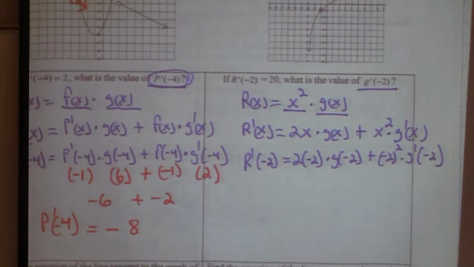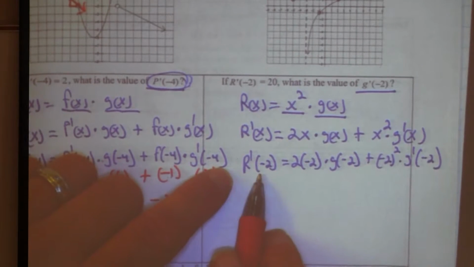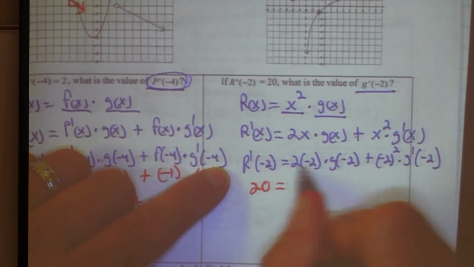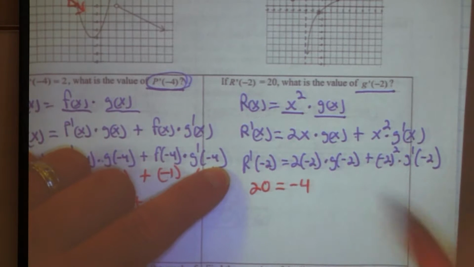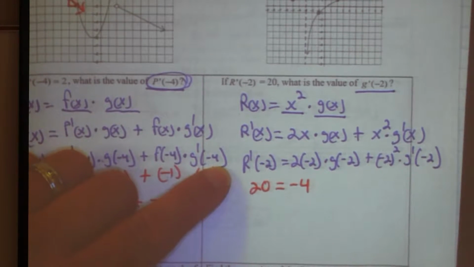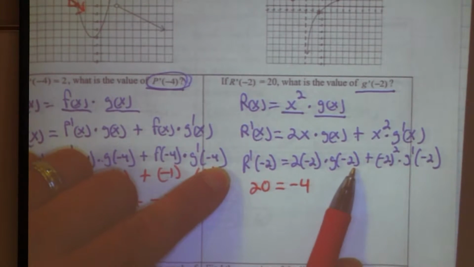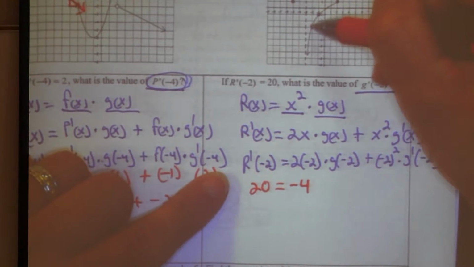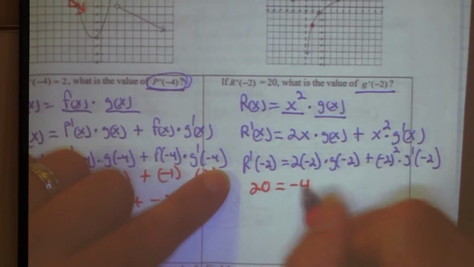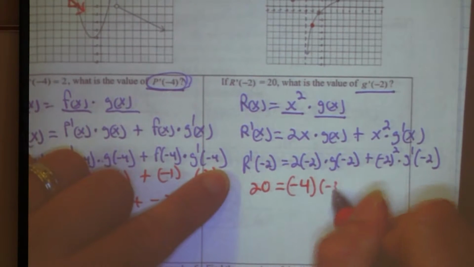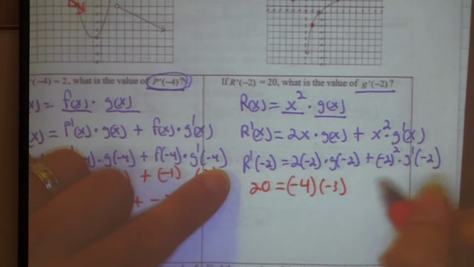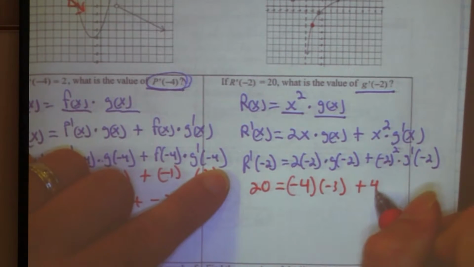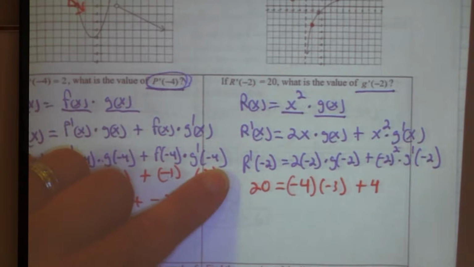What does r prime of negative 2 equal? 20. Cool. What's 2 times negative 2? What's g of negative 2? Can I figure that out? Look at the graph, right? So at negative 2, what is the value of g? Negative 3. So this is negative 4 times negative 3. Okay. What's negative 2 squared? Plus 4.